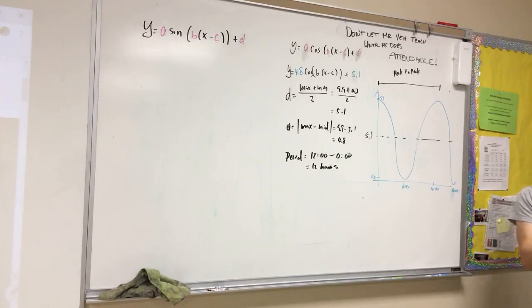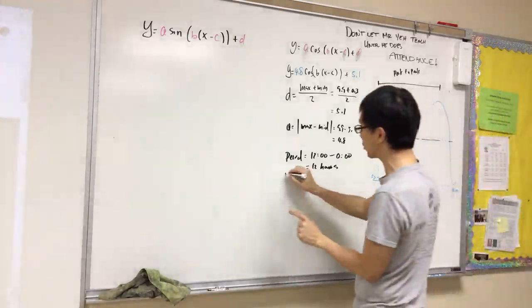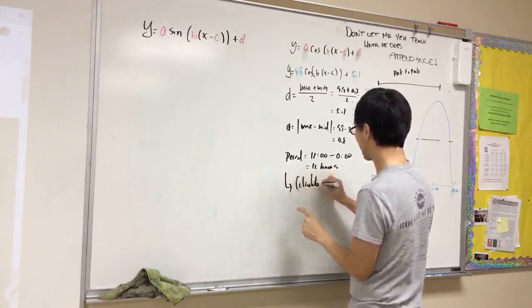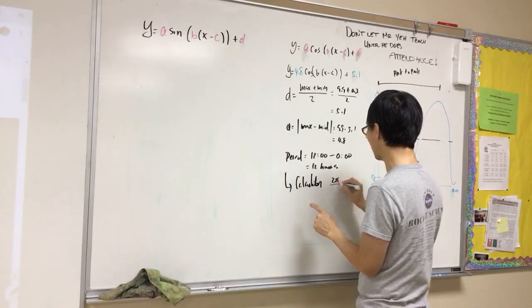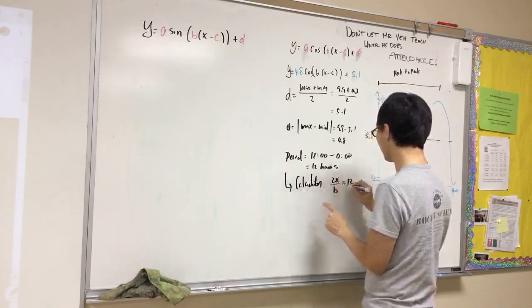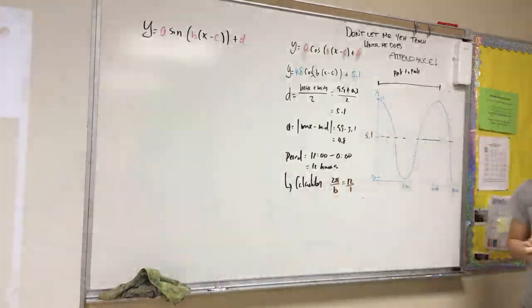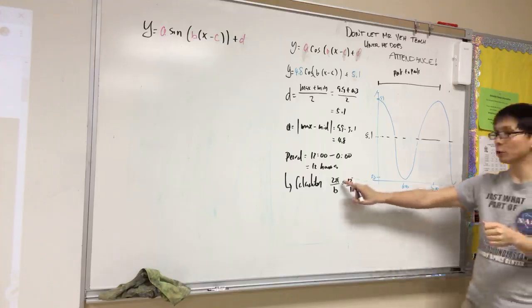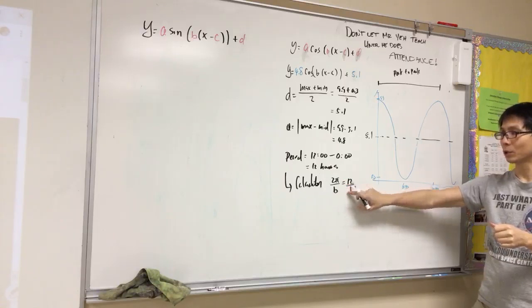Is that B? No. We need to go back and do a calculation. So here's the calculation. 2 pi over B is equal to 12 over 1. I make sure it's over 1 so that I can cross multiply. This is a common SAT technique. A lot of you know how to solve this very easily, but a lot of you in this room don't know how to do it. So I would do 2 pi over B equal to 12 over 1.